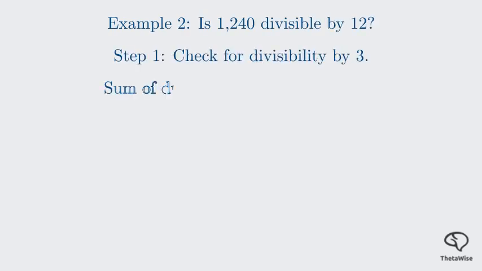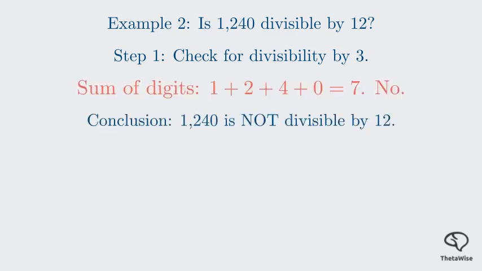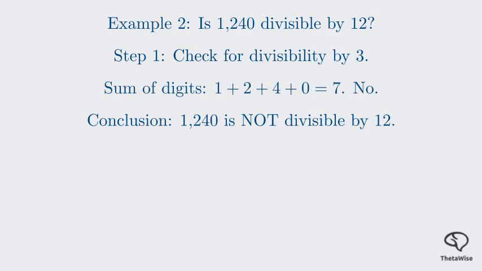Let's try another one. Is 240 divisible by 12? First, check for 3. The sum of the digits is 1 plus 2 plus 4 plus 0, which equals 7. Is 7 divisible by 3? No. So 240 is not divisible by 3. Because it failed the test for 3, we already know it's not divisible by 12. It must pass both tests.